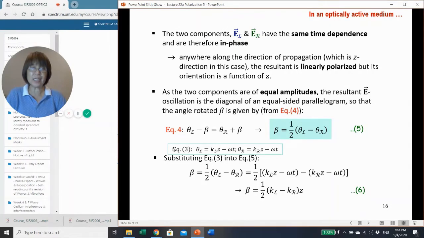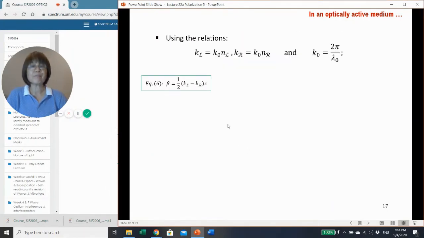And substituting equation 3, which was the phases, into equation 5, we expand this EL, substitute this inside, you have KL Z minus omega T minus this. Now this term and this term cancel, that leaves you with half KL minus KR multiplied by Z. And if you use the relation of KL to K0, which relates to the wavelength in air or in vacuum, then KL will be K0 NL, KR is K0 NR.